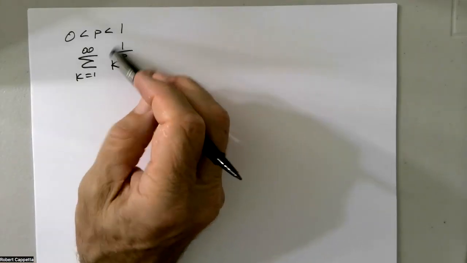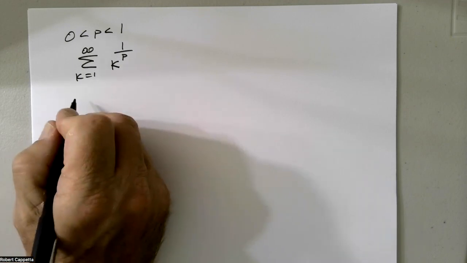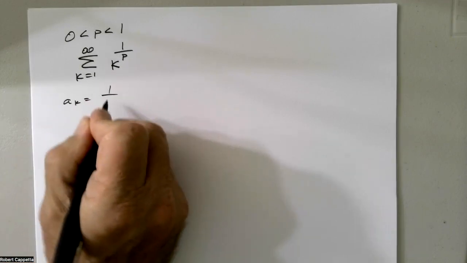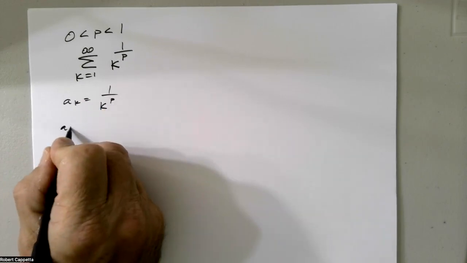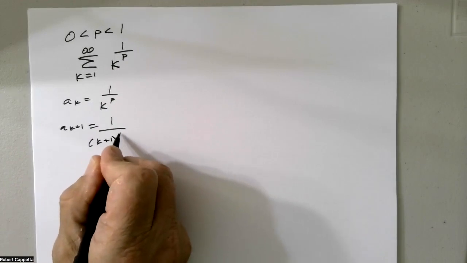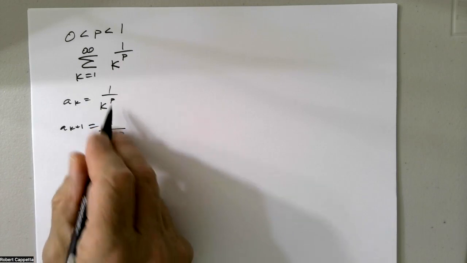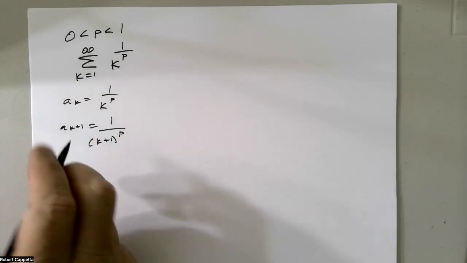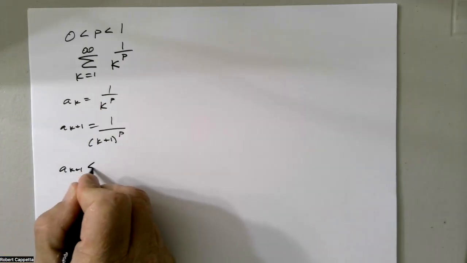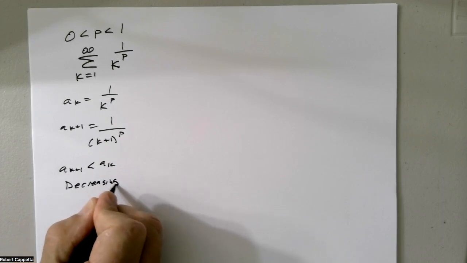Now, the process is still the same. This will always be positive, and this will indeed decrease by the same argument that we had before. a sub k is 1 over k to the p. a sub k plus 1 is 1 over k plus 1 to the p, even if it's a square root. I mean, the square root of 2 and the square root of 3, the square root of 3 is bigger. If the bottom gets bigger, the entire fraction is smaller. So a sub k plus 1 is less than a sub k, so it is decreasing.